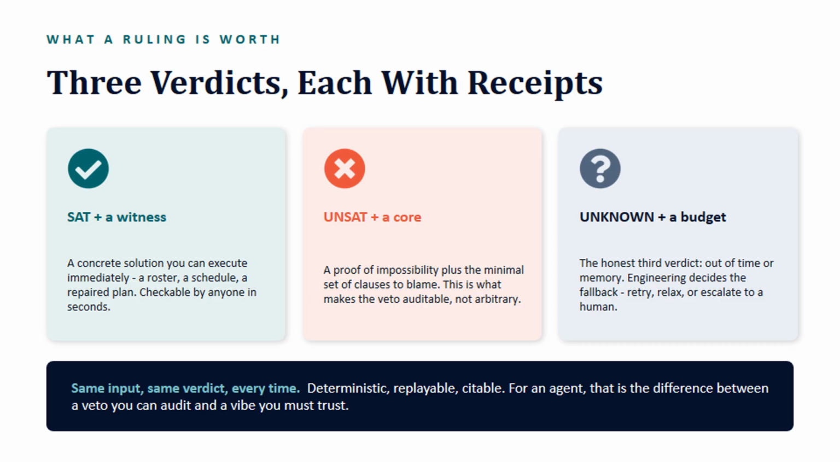And underneath all 3 verdicts sits a property that no language model can offer you. Same input, same verdict, every time. Deterministic, replayable, citable. When your agent refuses to execute an action, you can rerun the exact check, point at the exact clauses, and file the exact proof. That is the difference between a veto you can audit and a vibe you must trust.